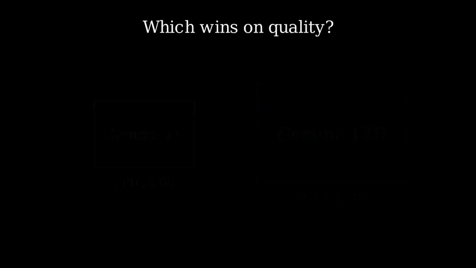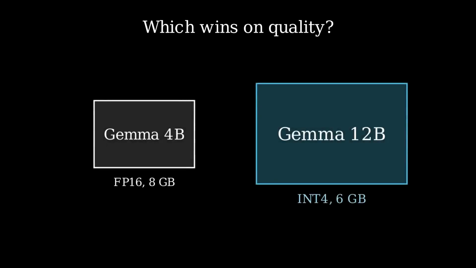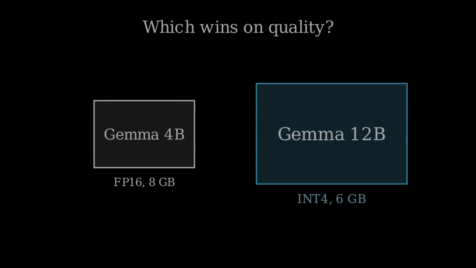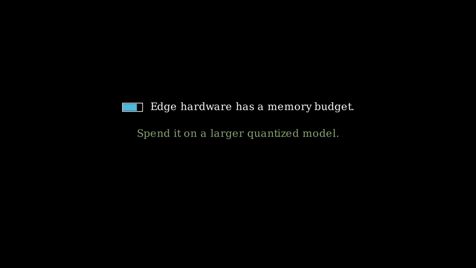Here's the real insight. Compare 2 options on an 8 GB GPU, the 4 billion at FP16, the 12 billion at INT4. Both fit, which gives better quality? The 12 billion. The bigger model wins, even with quantization loss. Why this matters for edge. You have a fixed memory budget. Spend it on a larger quantized model, not a smaller full precision one.